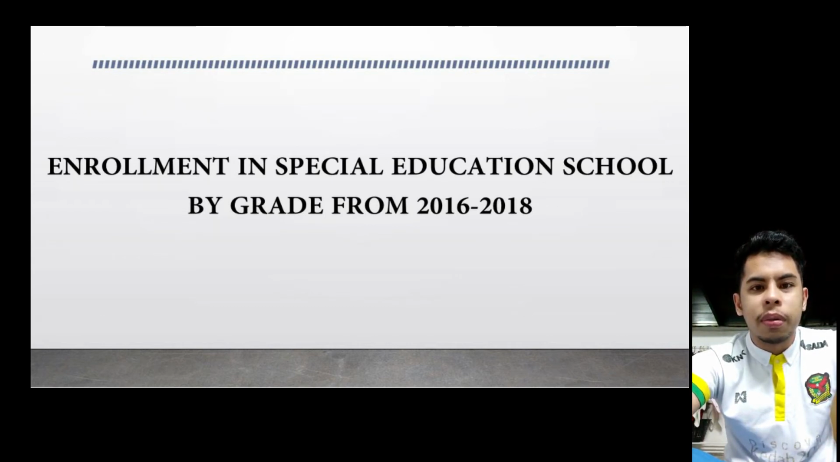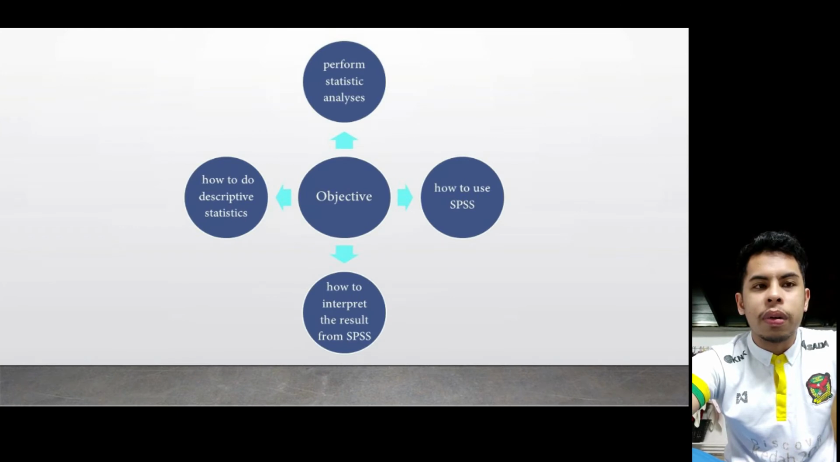Today we explain about our statistic assignment. Our topic is enrollment in special education by grade from 2016 to 2018. Okay, for our objective we have to do descriptive statistics, perform statistic analysis, learn how to use SPSS, and how to interpret the result from SPSS.